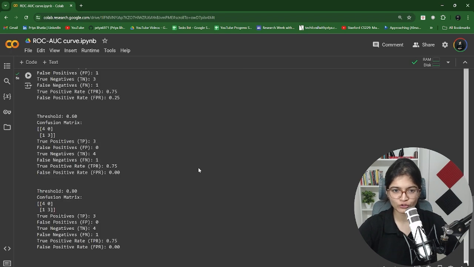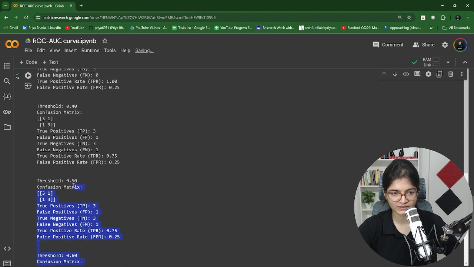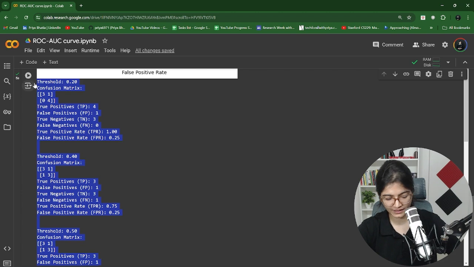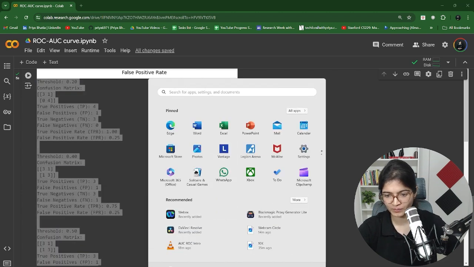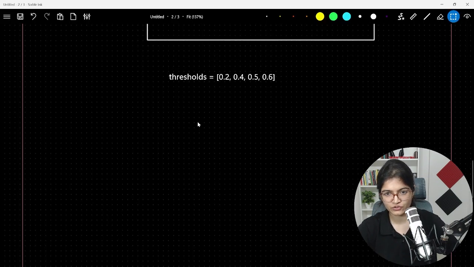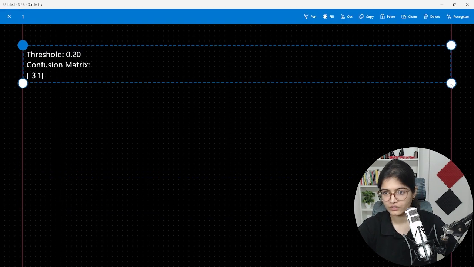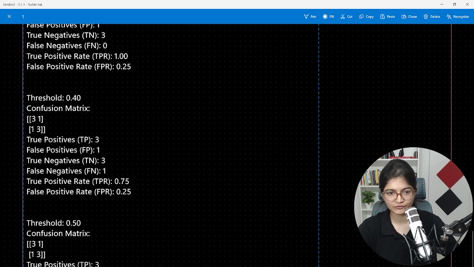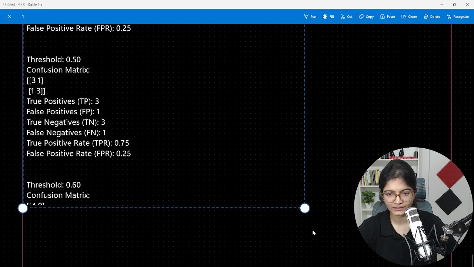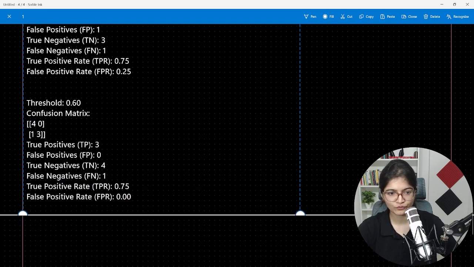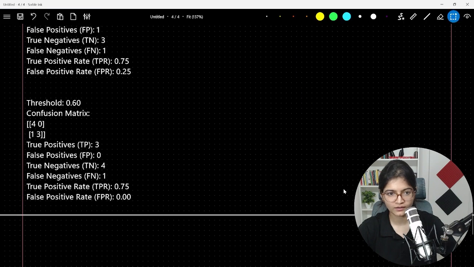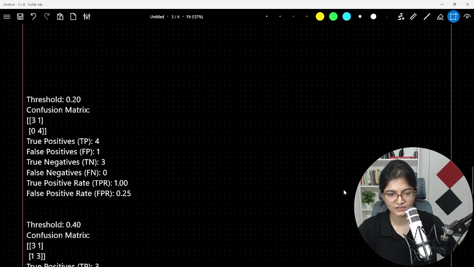But before that, let's build an understanding of this part. I'm just copying it and pasting it over my notepad. So we are working with a different set of thresholds, and you can see it's a complete flow chart where we are getting these values.